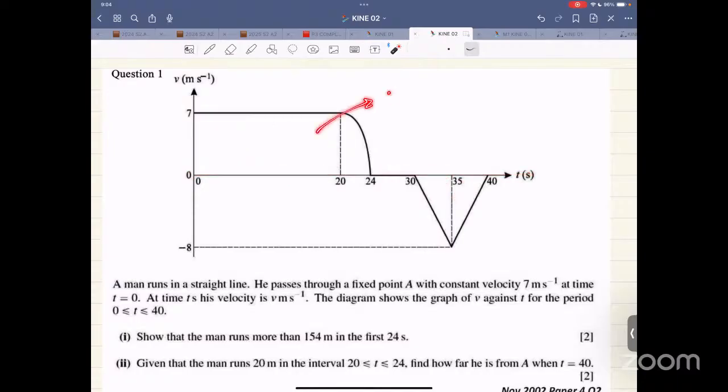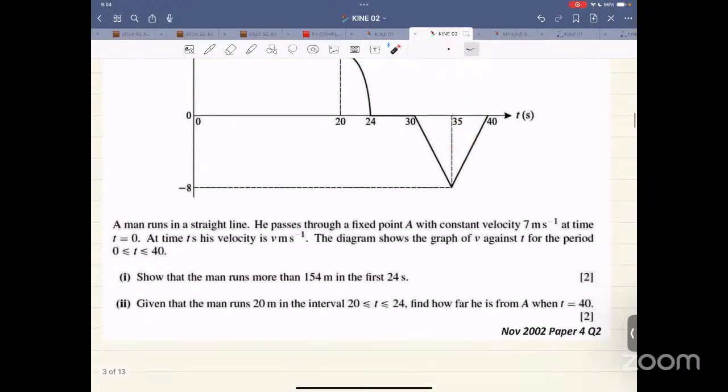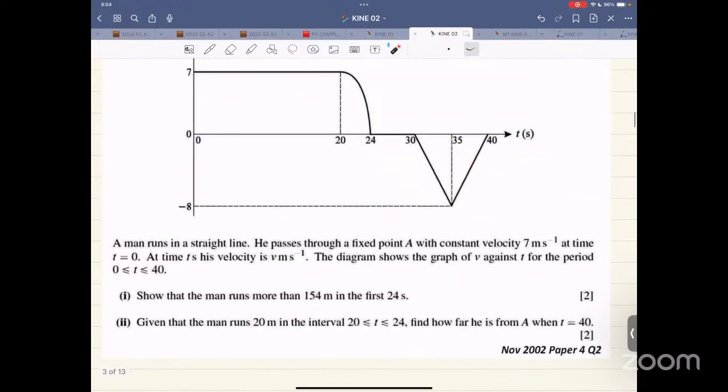We know from pure maths P1, area above is considered positive. Area below is considered negative. If I talk about distance, take the absolute value and add. If I talk about displacement, then this is positive, this is negative. Now let's first read the question.